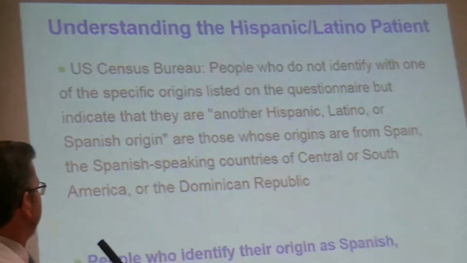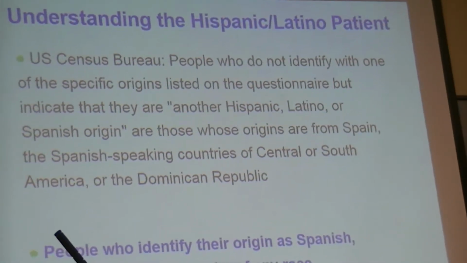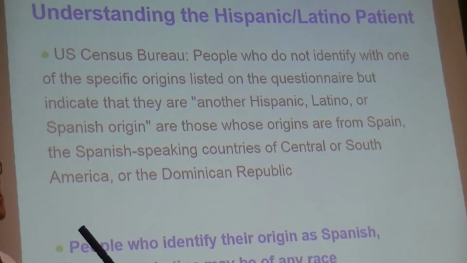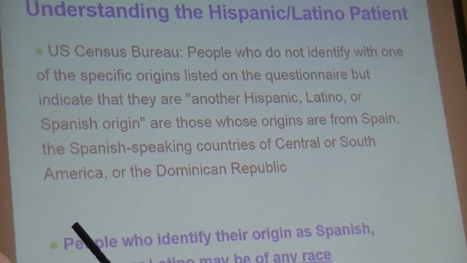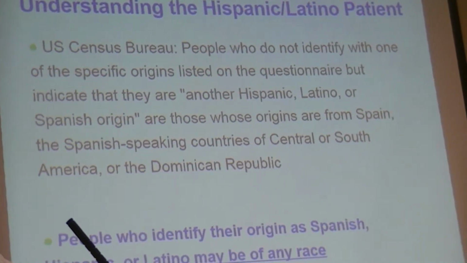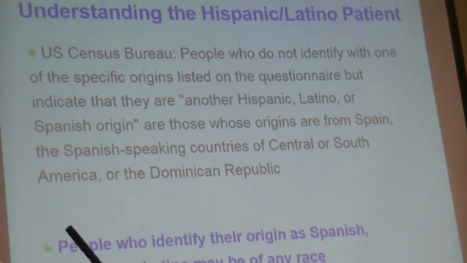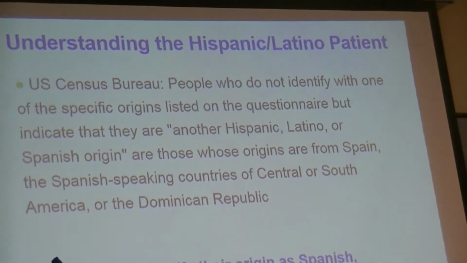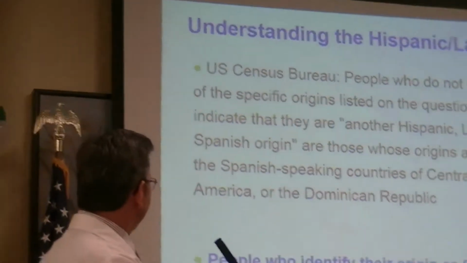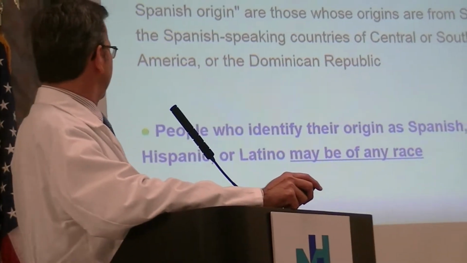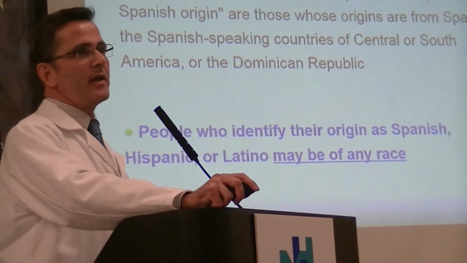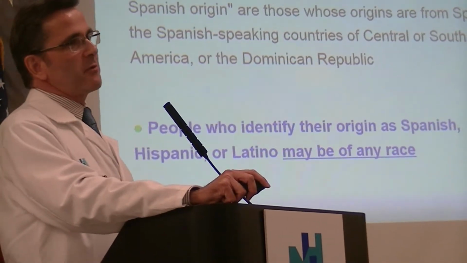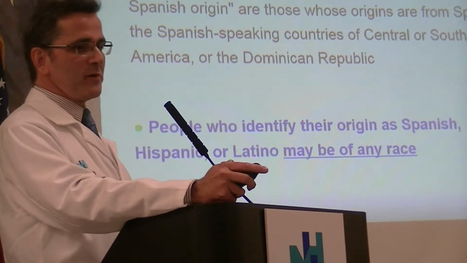And then they mentioned in particular the countries where most of the Hispanic population comes from. So Mexico represents about two-thirds of the total, followed by Puerto Rico. And then Cuba has over 3%. And then there are many other countries. Now the point that needs to be very clear is that people who identify their origins as Spanish, Hispanic, or Latino may be of any race. And that needs to be very clear, because sometimes there is some confusion about it.